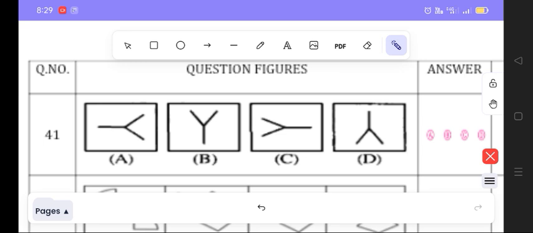In question number 41, when you observe y, letter y is taken, you observe the angle between the small lines. When you observe the angle in A, B, D, it is wider. But when you observe C, it is narrow. So the odd one is option C. The reason is the angle between the small lines is small, or it is narrow.